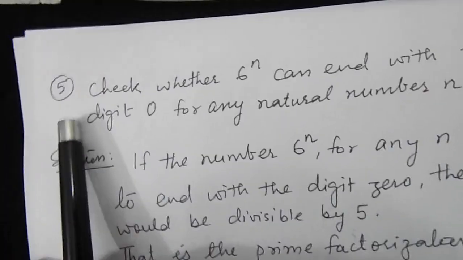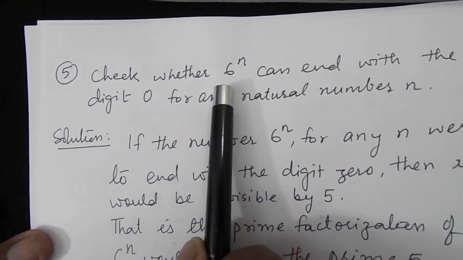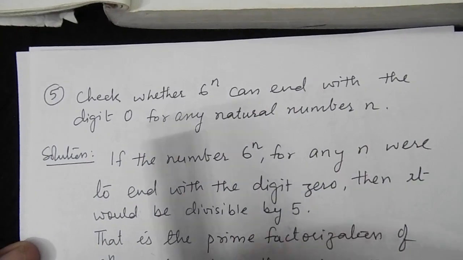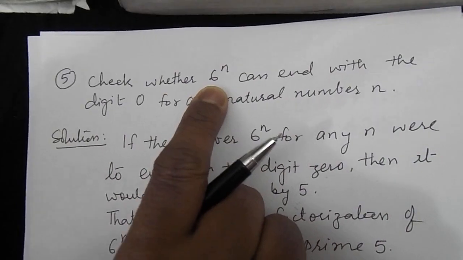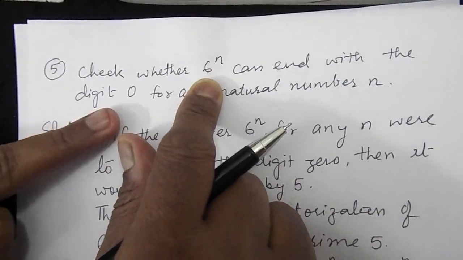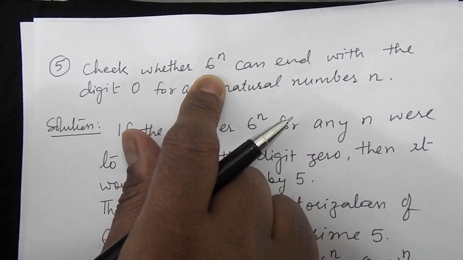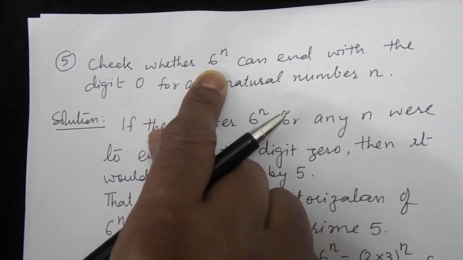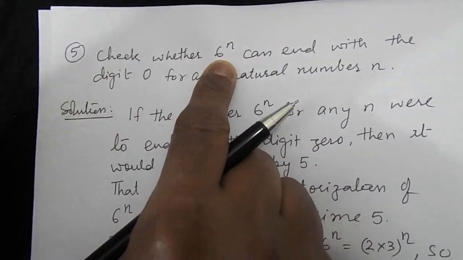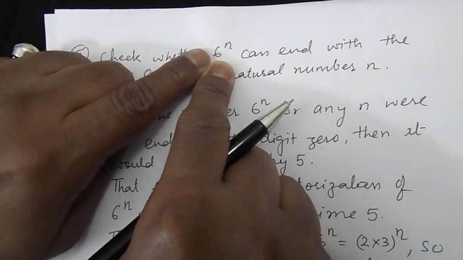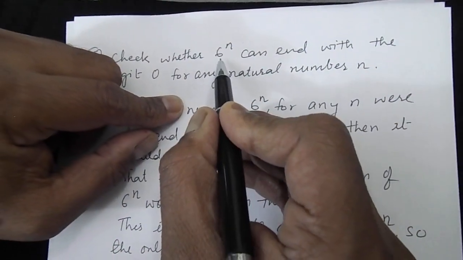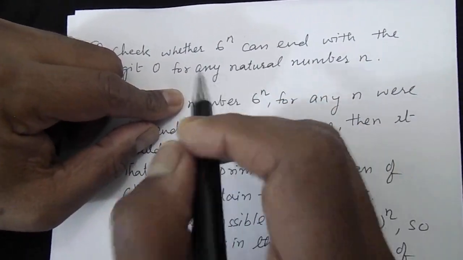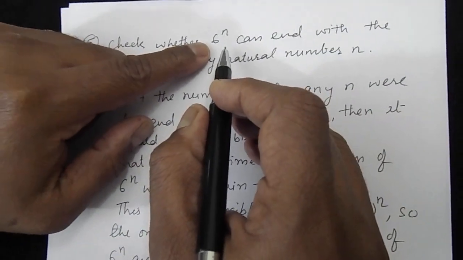Now we move on to question 5. It's a very important question. Check whether 6 raised to the power n can end with the digit 0 for any natural number n. Basically, we know that any number will end with the digit 0 if it has got 2 and 5 as factors. 2 into 5 makes it 10. Now here, before writing the proof, I will explain you 6 has got factors 2 and 3. Whatever may be the value of n, the factors will be in terms of multiples of 2's and 3's only, so we cannot get 5 over here.